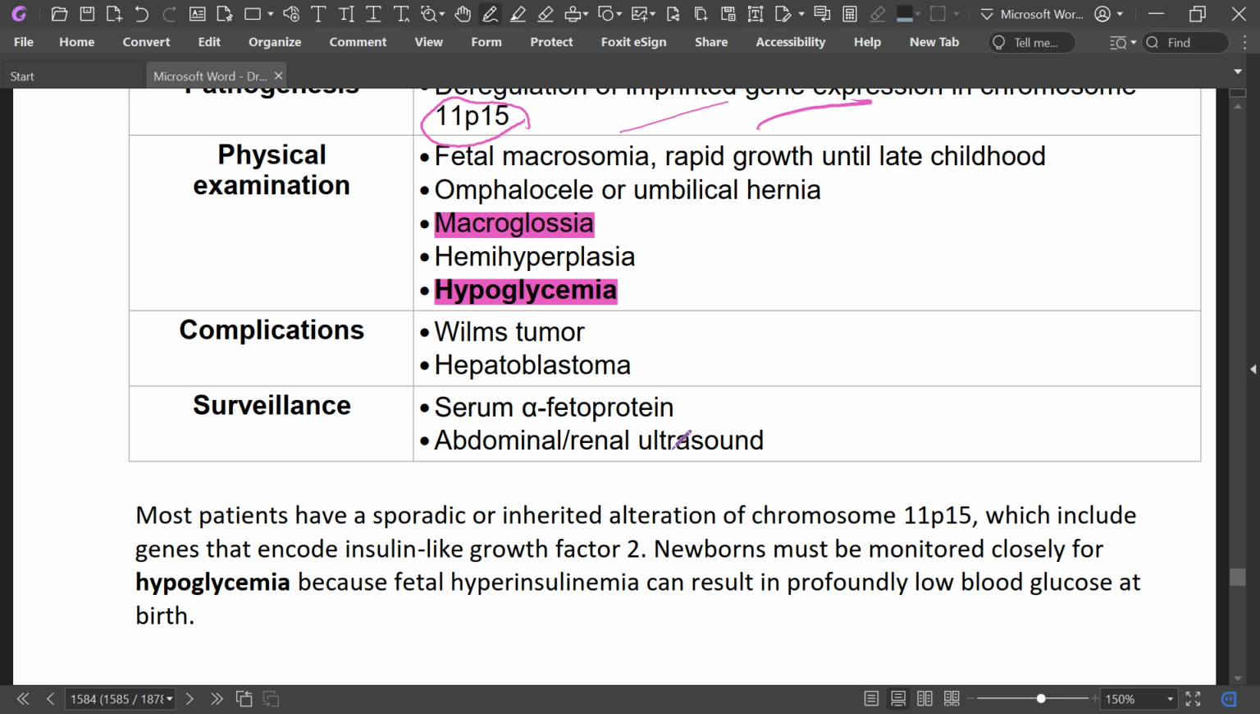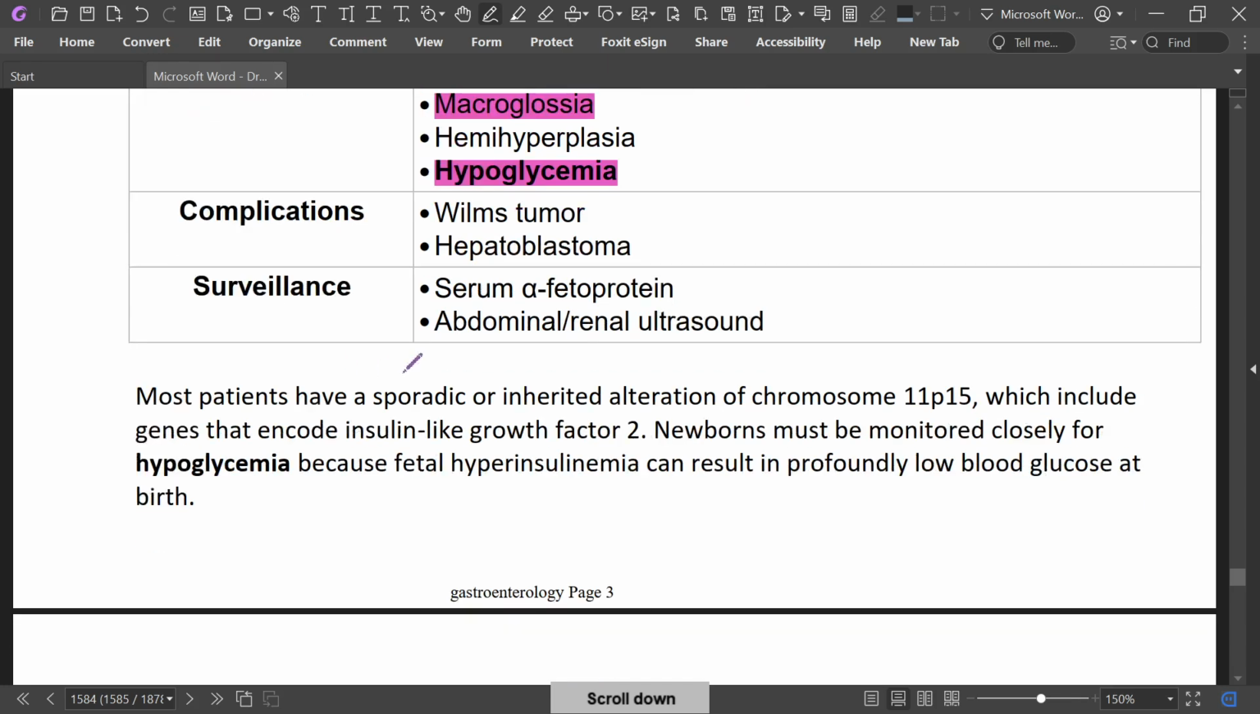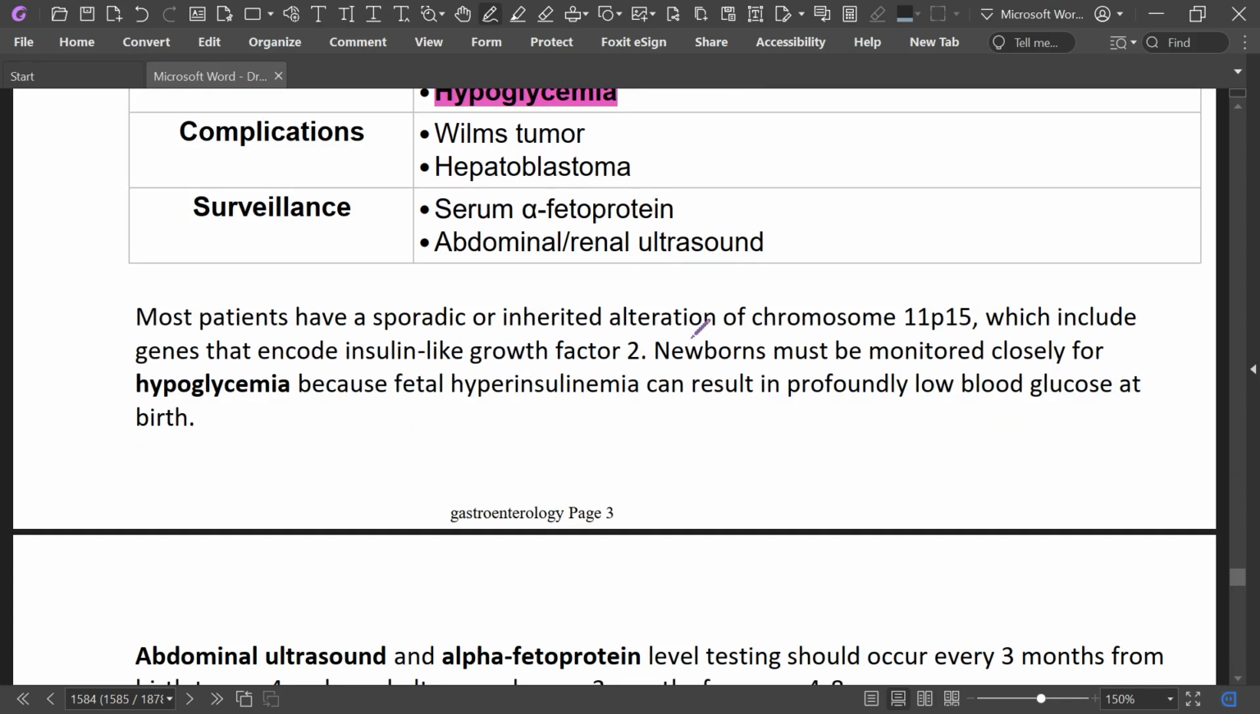Surveillance is serum alpha fetoprotein, abdominal and renal ultrasound. Most patients have sporadic alteration of 11p15, which includes the gene that encodes insulin-like growth factor 2.